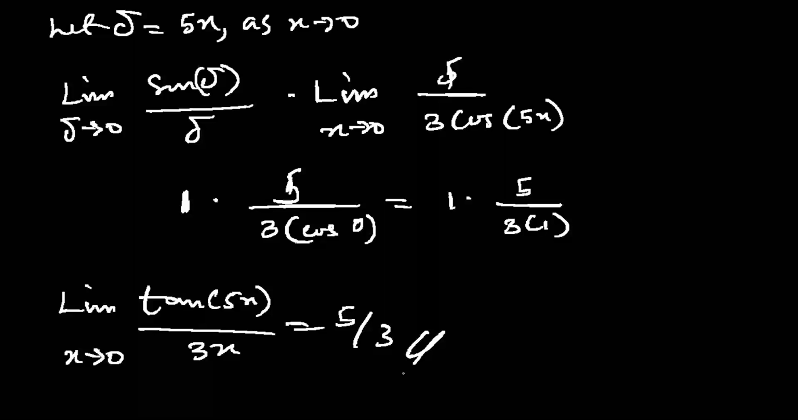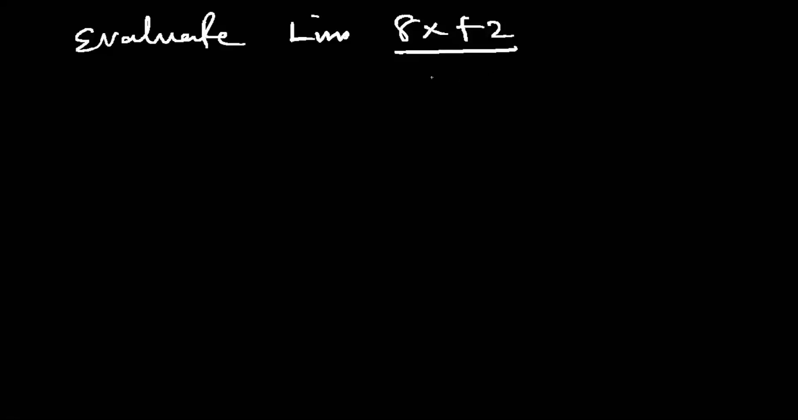Alright, I would like to put a stop here because of time. The video is getting too long, and I just want to believe that you now understand this. But before I call it a day, let's wrap it up by looking at the limits of a function as x approaches infinity. So let's see. Evaluate the limit of 8x plus 2 divided by 2x minus 5 as x approaches infinity.